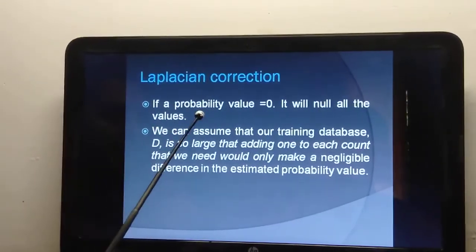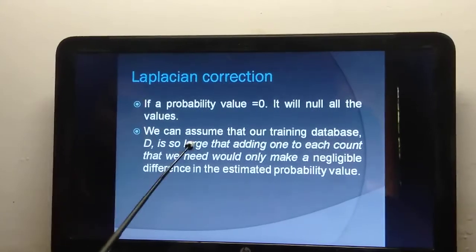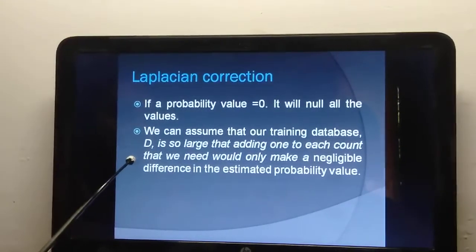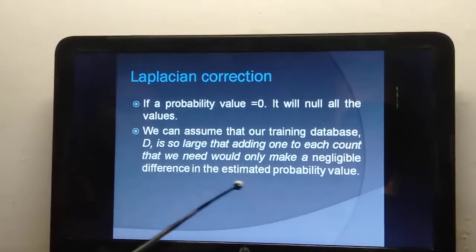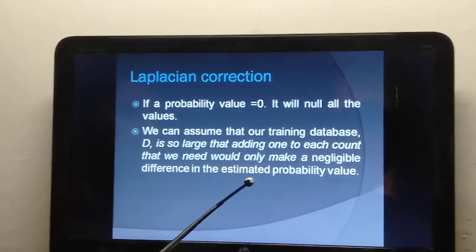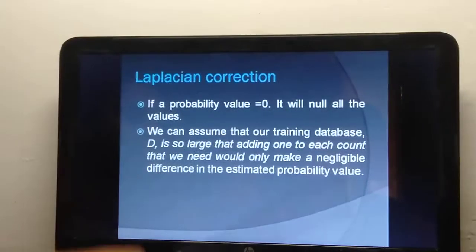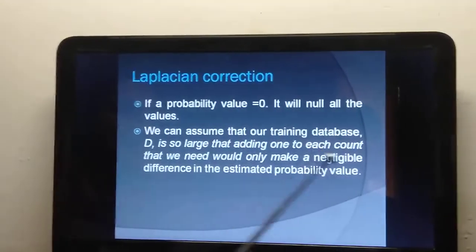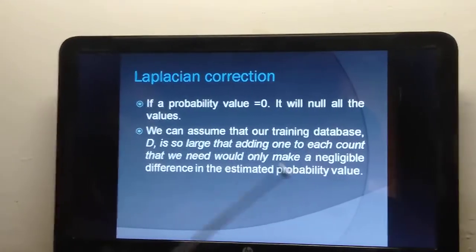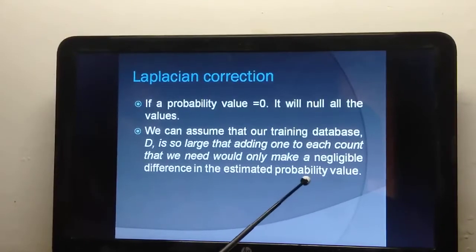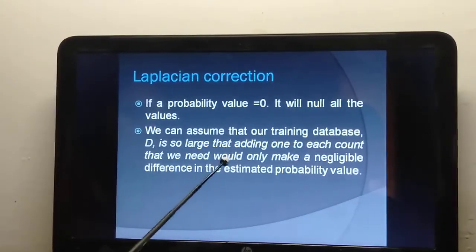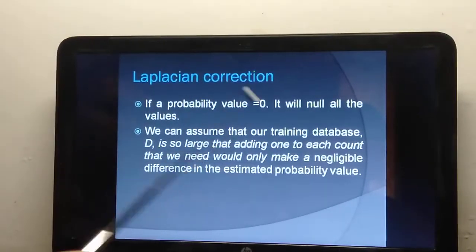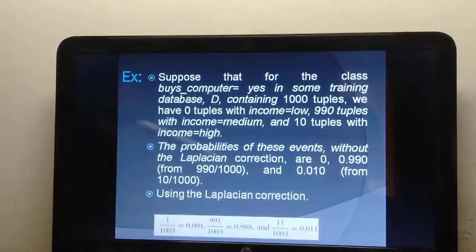To avoid this, what we do is, we can assume that our training database D is so large that adding 1 to each count makes little difference. So if I actually have only 0, I'm going to do +1 to all of the classes. In that case, when we do the probability, it will be a negligible value, some 0 point something 000. Okay, so this is the method. This is called Laplacian correction. Now we are going to look at examples so that you can understand it better.